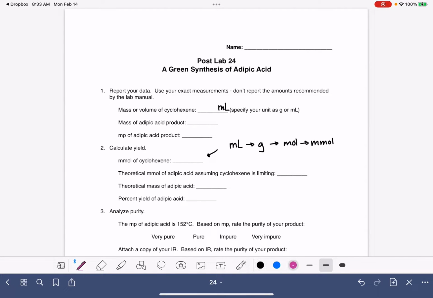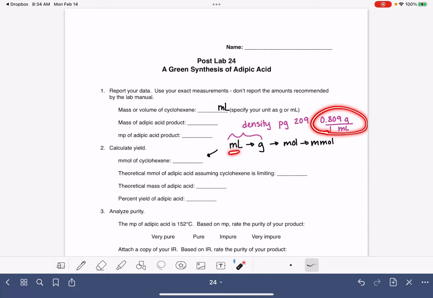And because we don't often do this conversion in organic chemistry, I want to remind you that to do this, you're going to use the density of cyclohexene, which is in your textbook in table 24.1. It's page 209. It does give you the density, which is 0.809 grams per milliliter. And that's the conversion factor that you're going to use to convert between milliliters and grams.